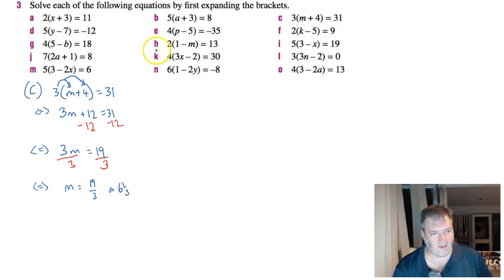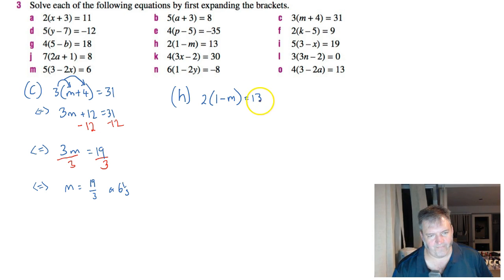Let's have another go. Maybe H. H looks like fun. What have I got for H? 2 outside of 1 minus m equals 13. Again, I do a quick check. Will 2 go into 13? No, not going to go. Okay. Let me just expand my bracket then.